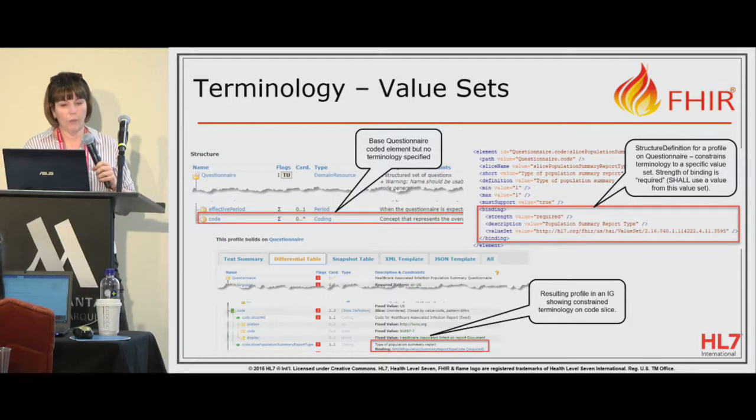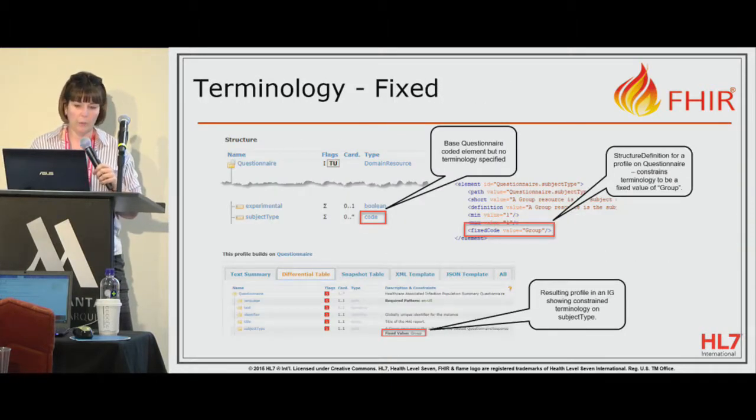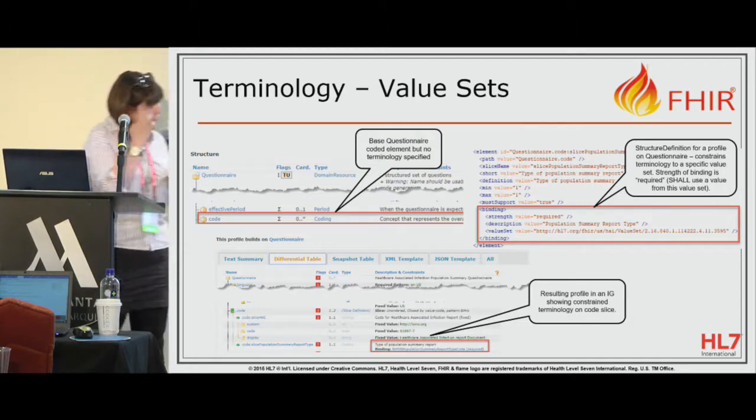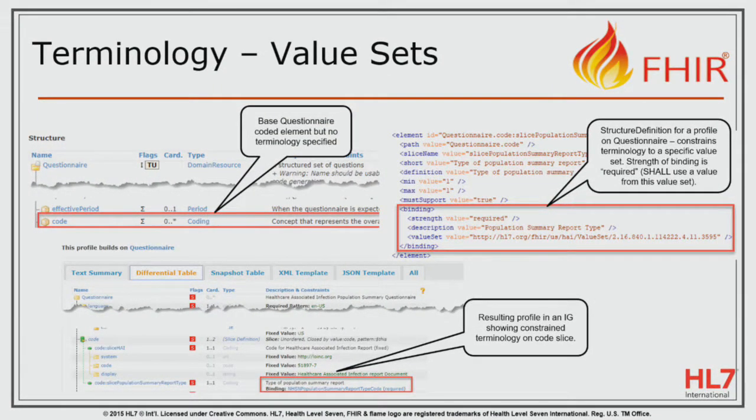And then the pattern is similar to this one. I didn't put a slide in it, but it would look similar, except it says pattern, and it lists what you can have. Then we have value sets, and the same thing here. We have the code as before, but in this case, this is a coding, and we have a binding. The strength is required. It's got a description, and it's got the value set that you have to use there. You can't use any other codes other than that. And then you can see here the resulting profile. We have the binding, it tells you the name of the value set, and it says that it's required right there.